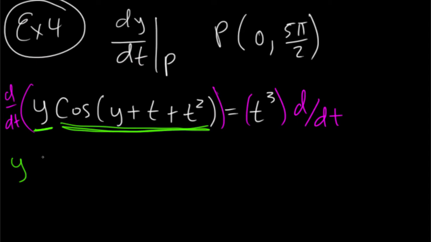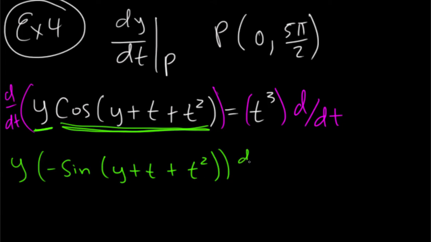Okay, derivative of cosine is negative sine. Then we're going to rewrite everything that's on the inside. And then because of the chain rule, we're going to multiply everything by the derivative of the inside. So if we take the derivative of y, that's dy/dt. If we take the derivative of t, we're going to get a 1. If we take the derivative of t squared, we get 2t. Looks kind of messy, but whatever. Okay, t cubed is just going to be 3t squared on the right.